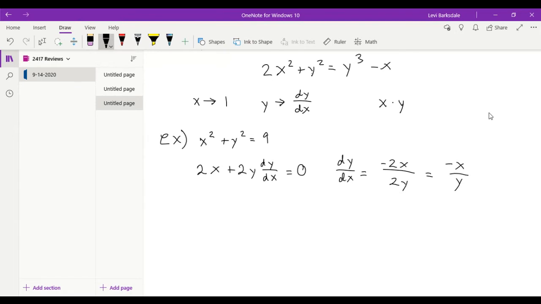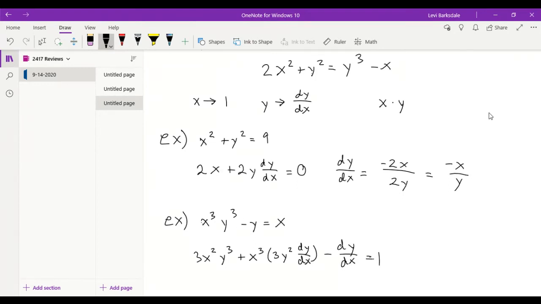And this is a pretty simple example. So let's go ahead and do one that's a little more complicated. For instance, x cubed y cubed minus y is equal to x. In this case, we just start by taking the derivative. We've got an x cubed times y cubed, so we're going to need to use the product rule. We get 3x squared y cubed plus x cubed times 3y squared dy over dx minus dy over dx equals 1.